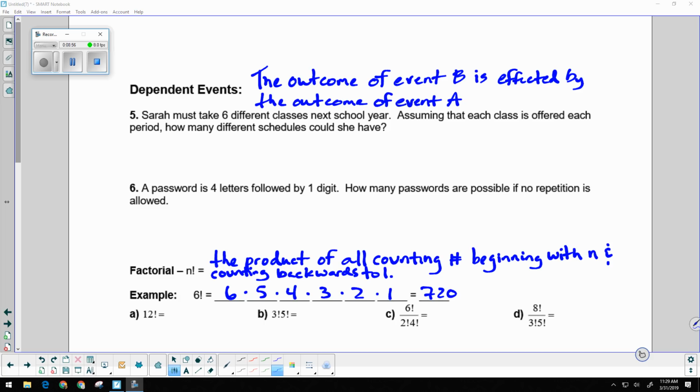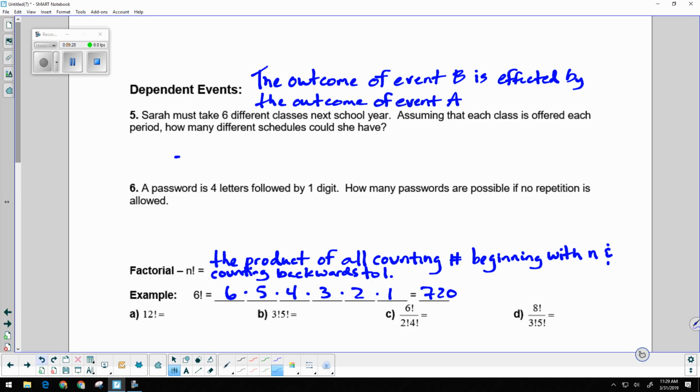Okay, so, for example, in number 5, Sarah must take 6 different classes next school year, assuming that each class is offered each period, which for this problem is kind of extra information that doesn't matter. How many different schedules could she have? All right, so let's say there's 6 classes a day, a traditional day.